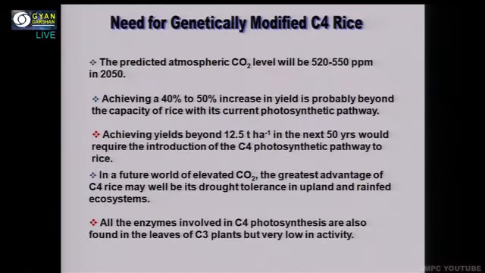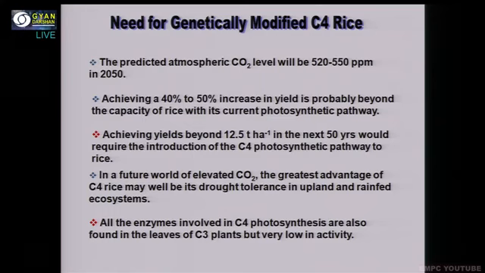However best we want, we will not be able to increase the production of rice with its current photosynthetic pathway or photosynthetic efficiency. So we need to increase the photosynthetic efficiency. Achieving yield beyond 12.5 tons per hectare in the next 50 years would require the introduction of the C4 photosynthetic pathway in rice.